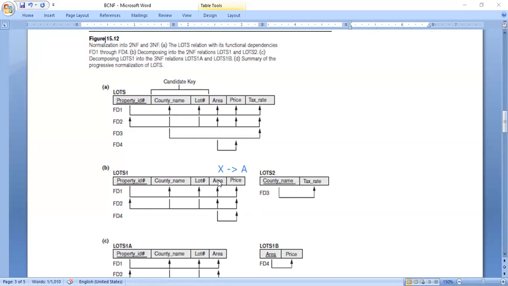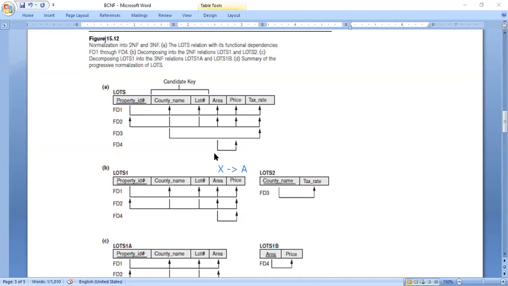So here our X is area and A is price. Is X a part of a super key? No. Only these three attributes are the super keys. And is A a prime attribute? No. So none of these two rules are valid here.